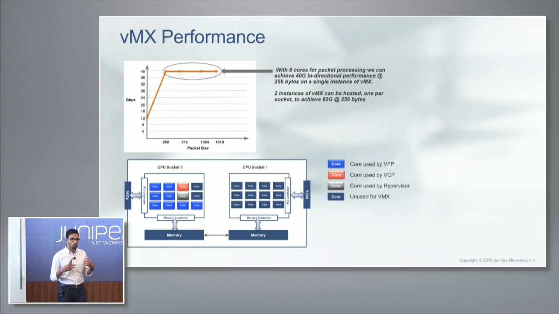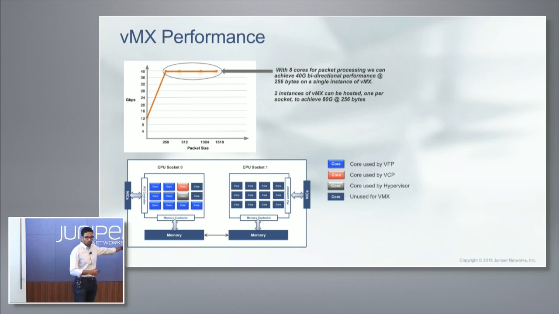And again, full-featured functionality. We're going to demo to you what we actually mean by full-featured: the fact that it has L2VPN instances, a full internet routing table, firewall filters, and all those things. With this type of throughput, we can easily do 80 gigs on a single server if you have 2 instances.